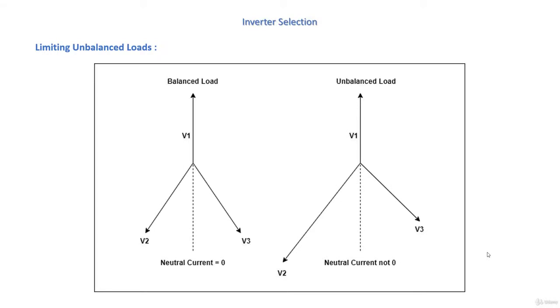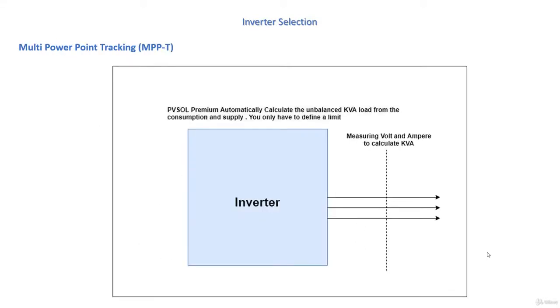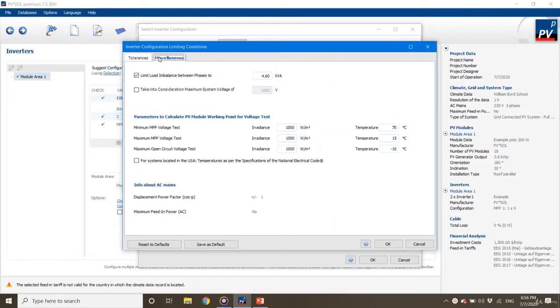Unbalanced loads make phases carry different current, so the neutral will always carry net unbalanced currents. Through measuring current and voltage across the inverter's AC side, you can obtain an average unbalanced load in kilovolt ampere. For a multi-phase system in Germany, for example, the maximum unbalanced load is limited to 4.6 kilovolt ampere.